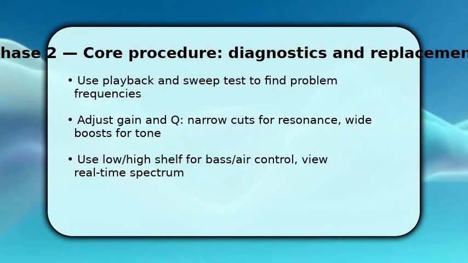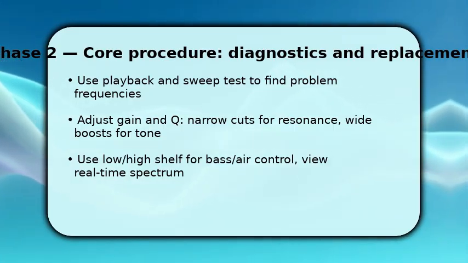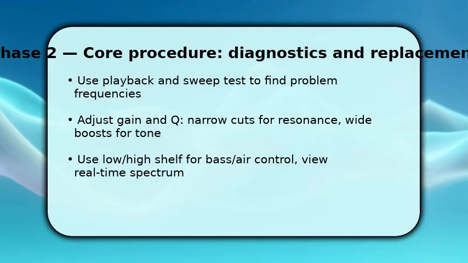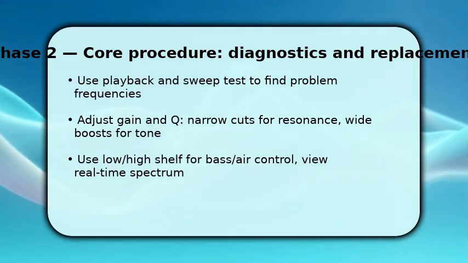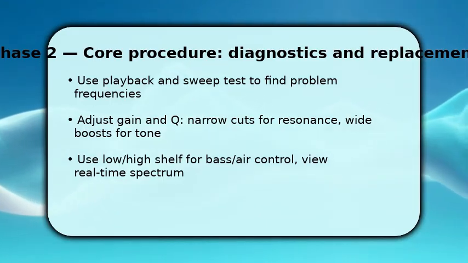You need to identify what's wrong. Play the audio and sweep a narrow band with plus 12 dB to pinpoint harsh or muddy frequencies, then invert that approach to cut. Once found, reduce gain with a tight Q for resonance or use wider Q for musical tone shaping. For bass or air, apply low or high shelves.